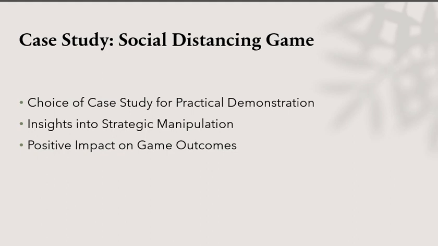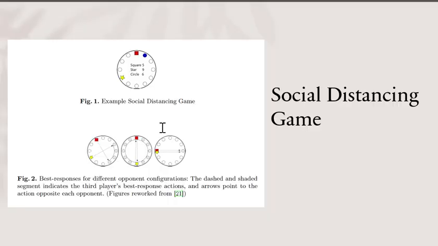It highlighted how carefully calibrated interventions could steer the game outcomes towards more favorable position. Applying the framework strategies within the game led to positive outcomes, evidence the practical applicability and effectiveness of the developed strategies. This success story serves as a complementing testament to the utility of the framework in a real world setting. Here we can see the social distancing game.